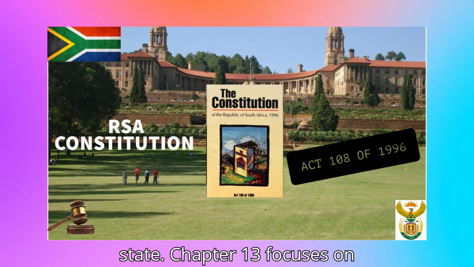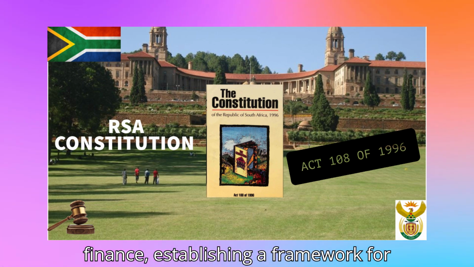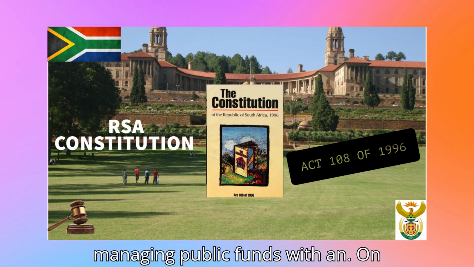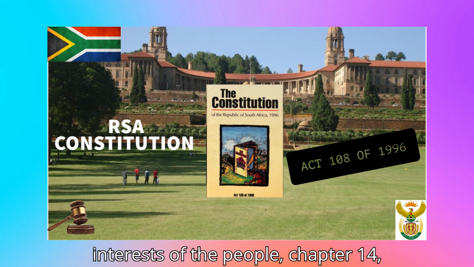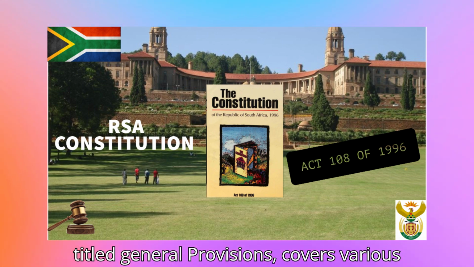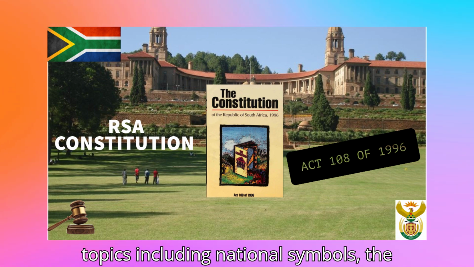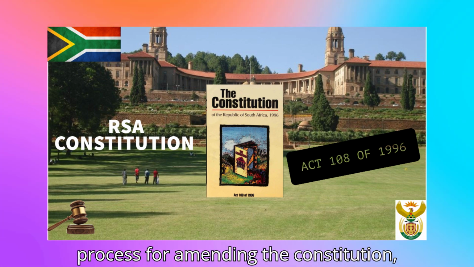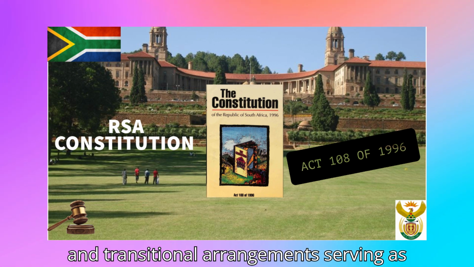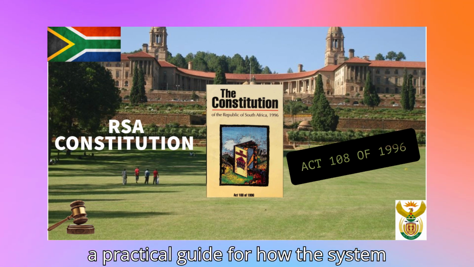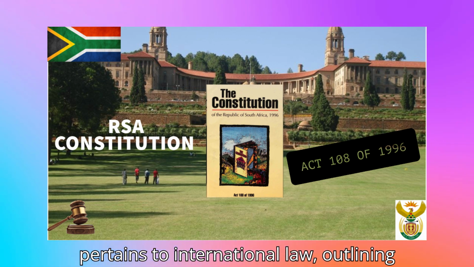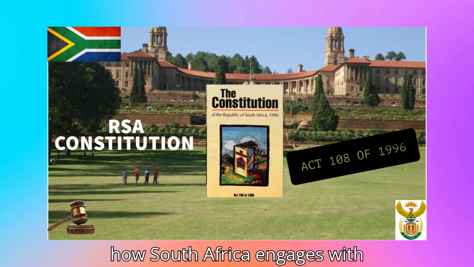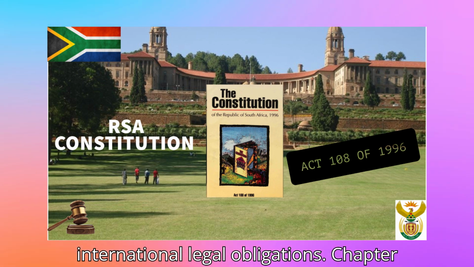Chapter 13 focuses on finance, establishing a framework for managing public funds with an emphasis on transparency and accountability to ensure responsible governance in the best interests of the people. Chapter 14, titled General Provisions, covers various topics, including national symbols, the process for amending the Constitution, and transitional arrangements, serving as a practical guide for how the system operates. Finally, Chapter 15 pertains to international law, outlining how South Africa engages with international legal obligations.